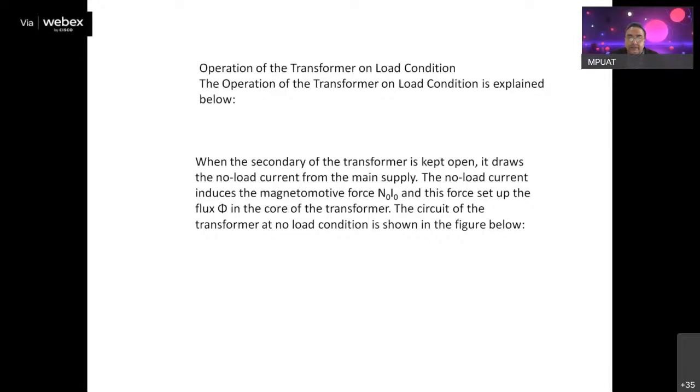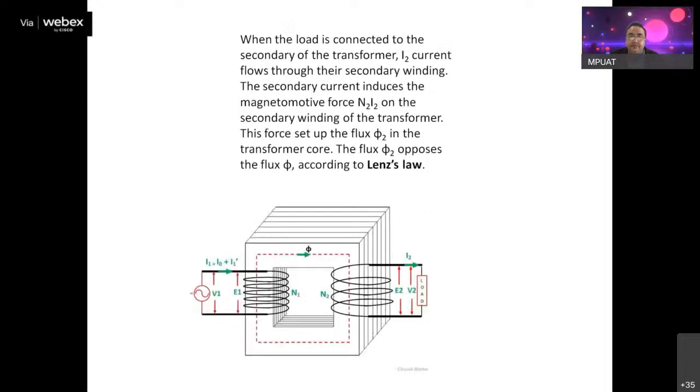Okay, and when a load is connected to the secondary of the transformer, what happens? I have already explained, I2 current flows. Now, first of all, don't worry about what type of load this is. Don't ask any question at present.